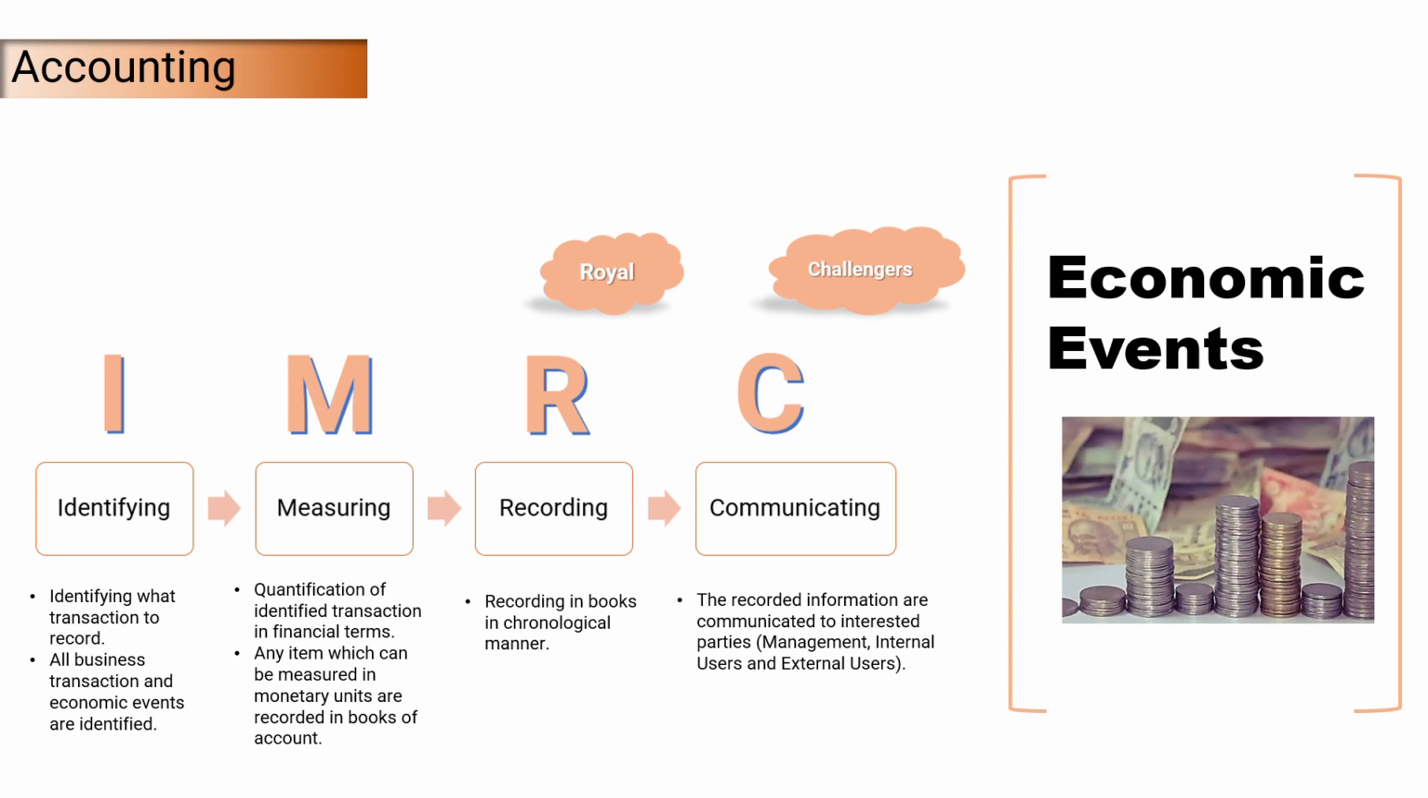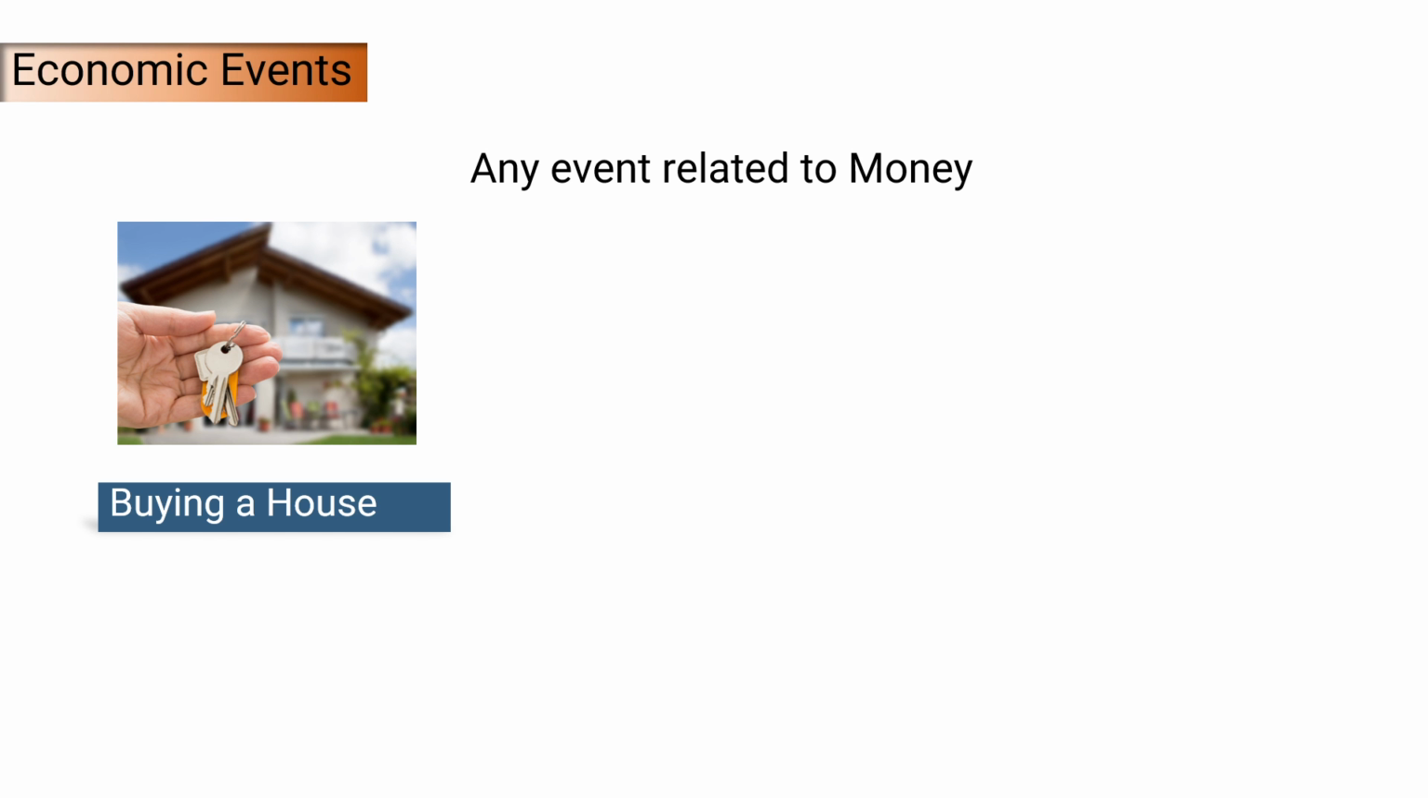So all the transactions which are recorded are communicated to the interested parties. The transactions which are identified are related to economic events. Let's come to what economic events are. What are events? Events means any happening of something. And what do you mean by economic? Economic means anything which is related to money. So any event which is related to money is called an economic event. We have mentioned a few examples, which will help you understand economic events in a better way.